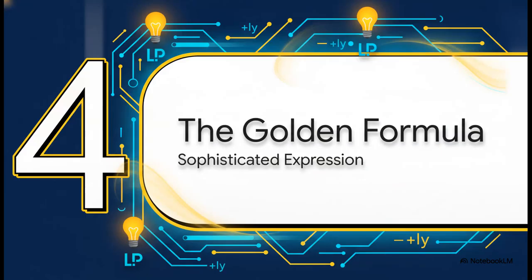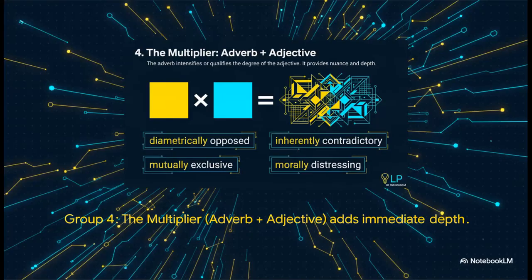Section 4, the golden formula and achieving sophisticated expression. This is where things get really exciting. We're moving into the highest tiers of expression now, where we finally wire in those crucial adverbs to build real linguistic density.